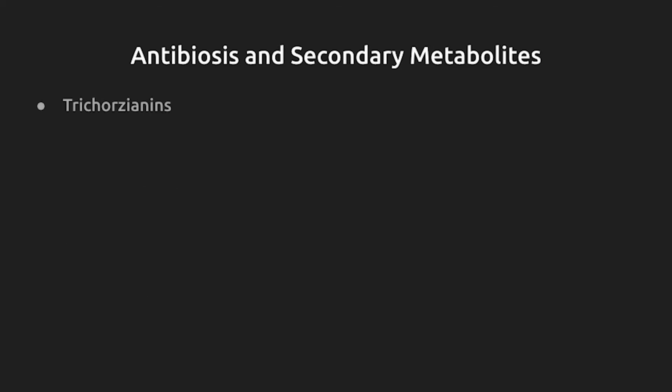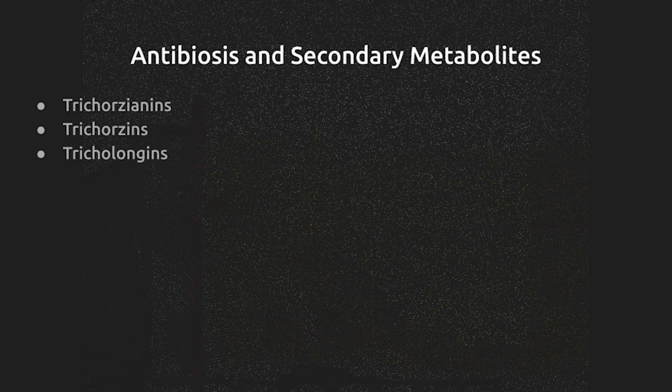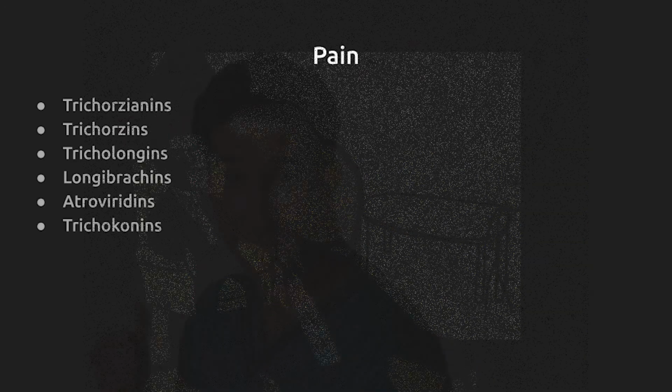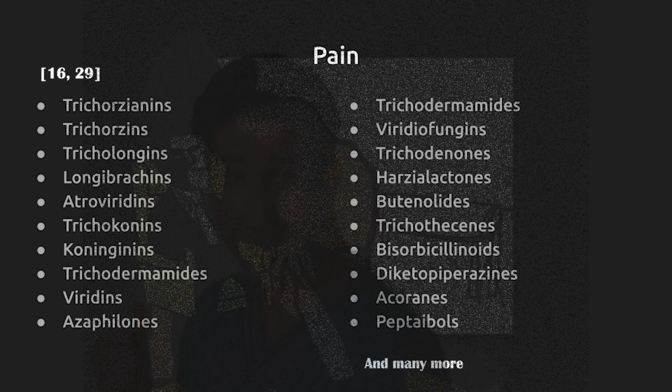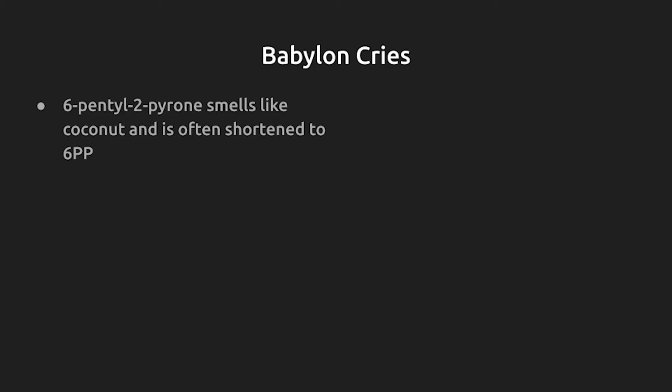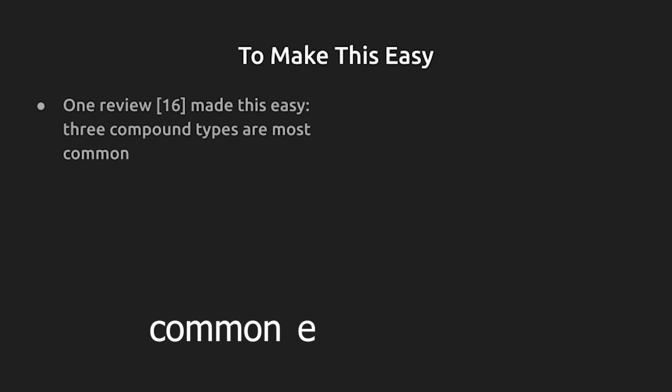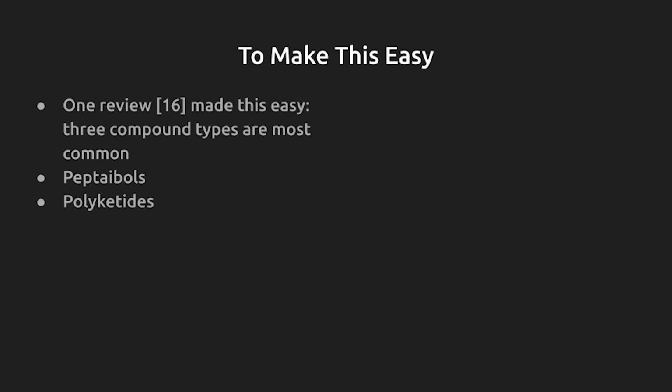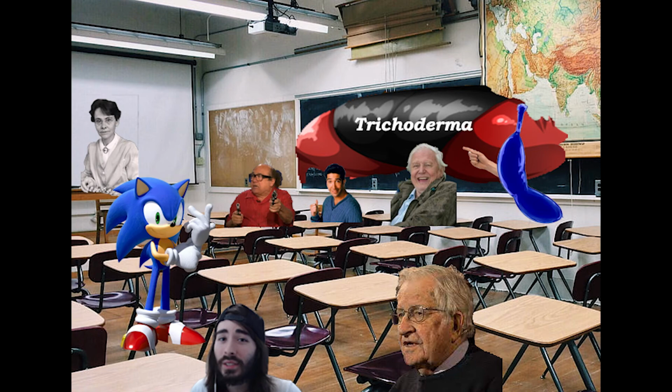There's also trichorzianines and trichorzins and tricholongins and longibrachins and... there are so many. 6-pentyl-2-pyrone smells like coconut and is often shortened to 6-PP, or 6-PAP. I'm going to stop. One of the reviews I've been reading and citing makes it easy by specifying three types of the most common metabolites: peptaibols, polyketides, and terpenes. I'm going to briefly go over their structures and significance.